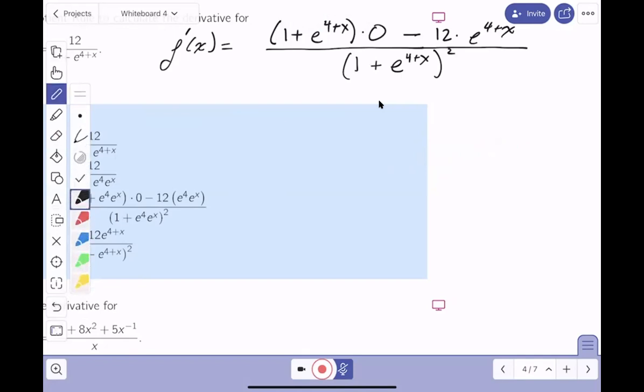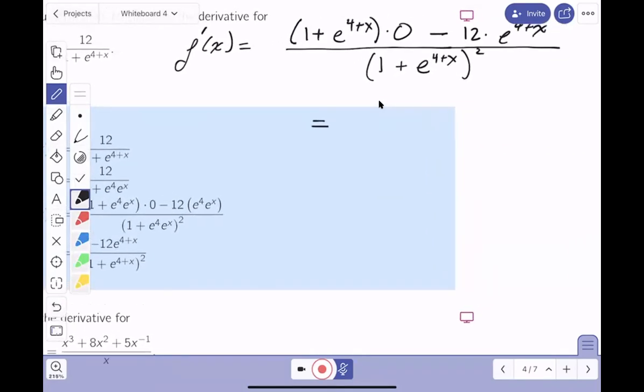So what do you get over here? Let's see, did I do that right? Oh, I'm sorry. I think I did it. Yeah, I did it right. So what are you going to get? You're going to get minus 12 e to the 4 plus x over, whoa, this is going to be tough, 1 plus e to the 4 plus x squared.